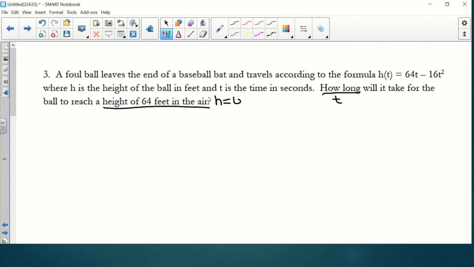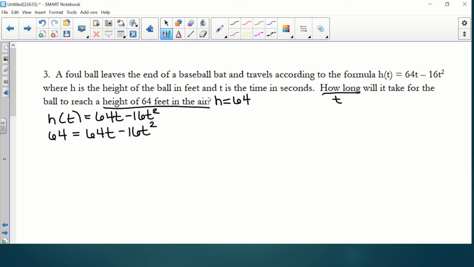Okay, so I'm giving you an h value here of 64. All right, so I have an h. I don't know t. That's what I'm looking for. So let's go ahead and plug in the 64 for h, and let's solve for t. All right, so here's our equation again. Where it says h of t, I'm going to plug in 64 because that's the height I'm looking to reach. And I'm trying to figure out how long it takes the foul ball to get there.